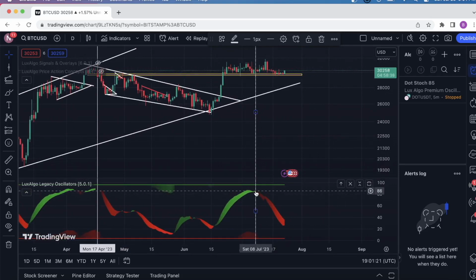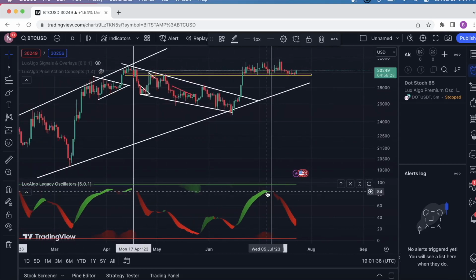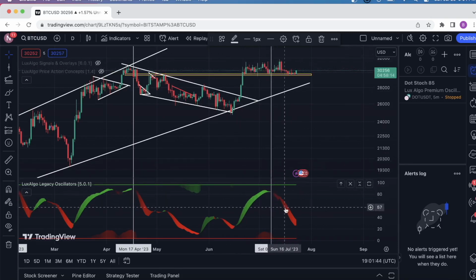But now look what's happening here. We came all the way up to over 80, 85, which is the level I look for. And then we're turning down. We turn red and we're coming down. But look at the price. The price is staying where it is. The price is not following this. I know normally these oscillators are a lagging indicator, so the price will move and then these will. But the price is staying in this range while this is resetting.